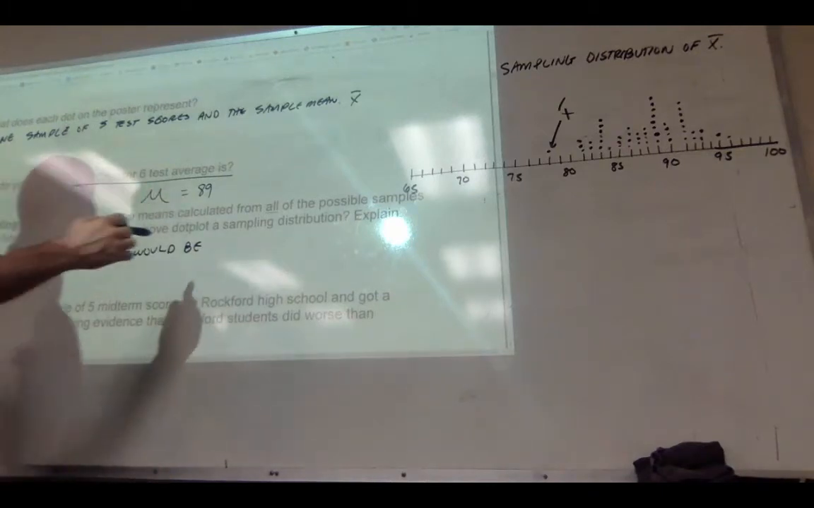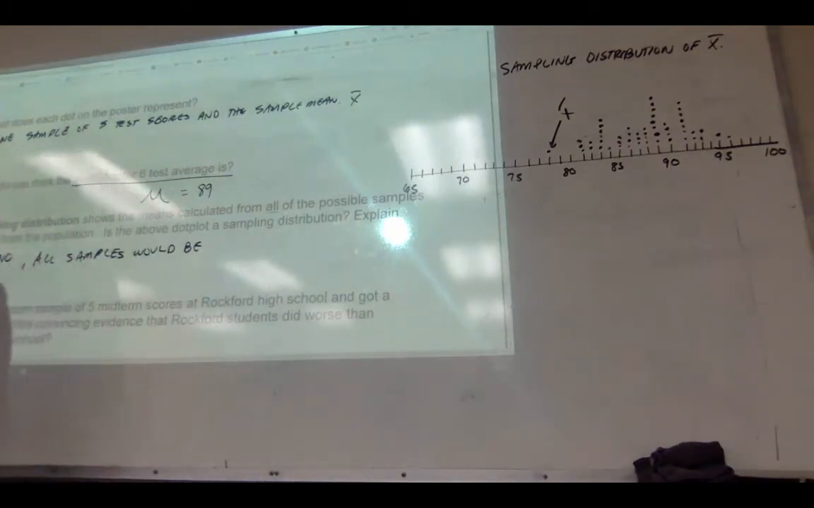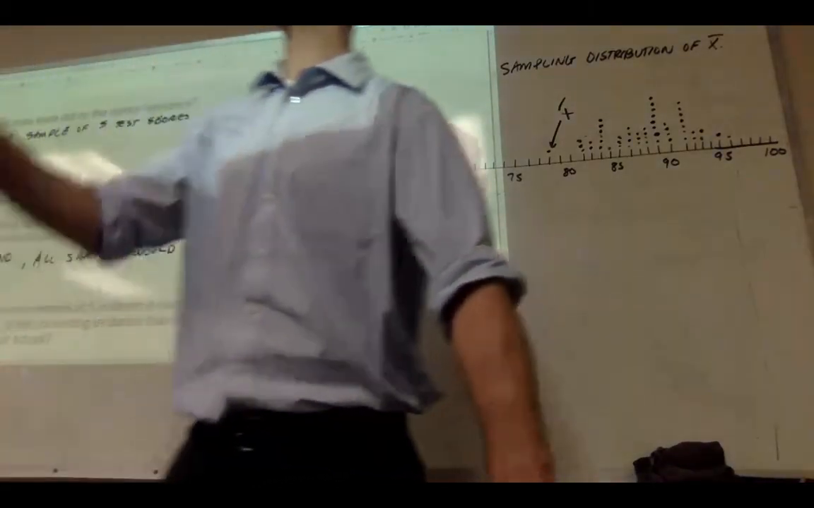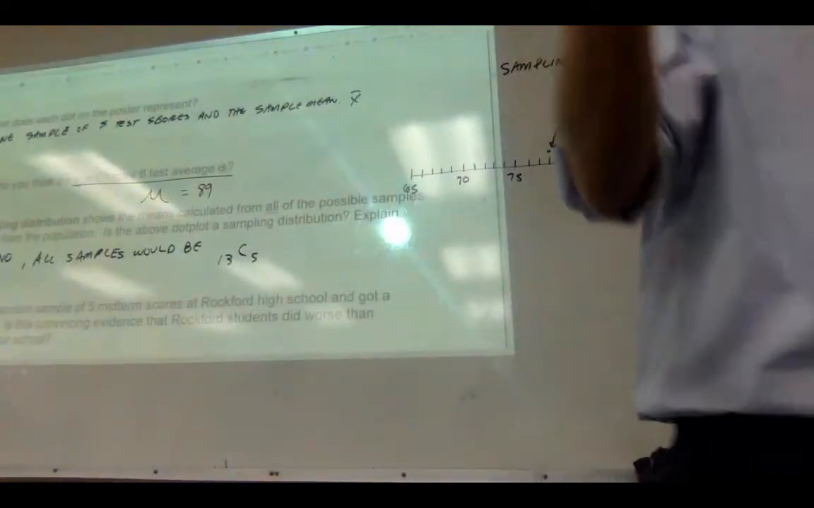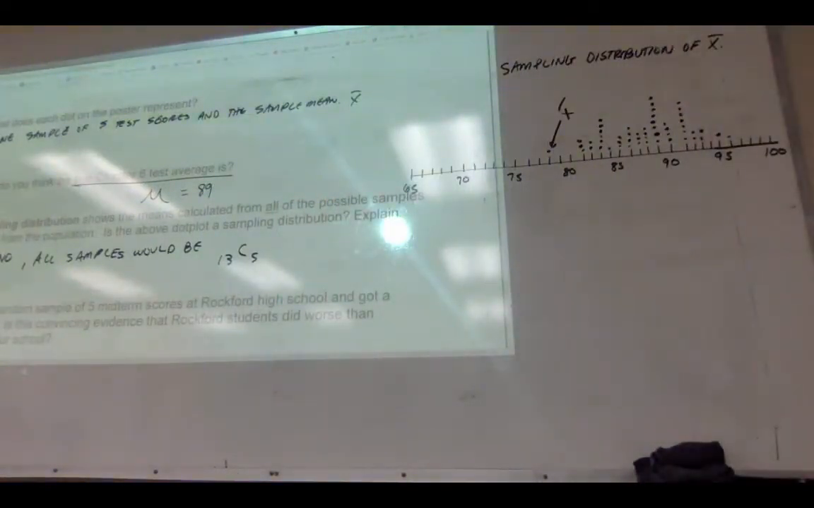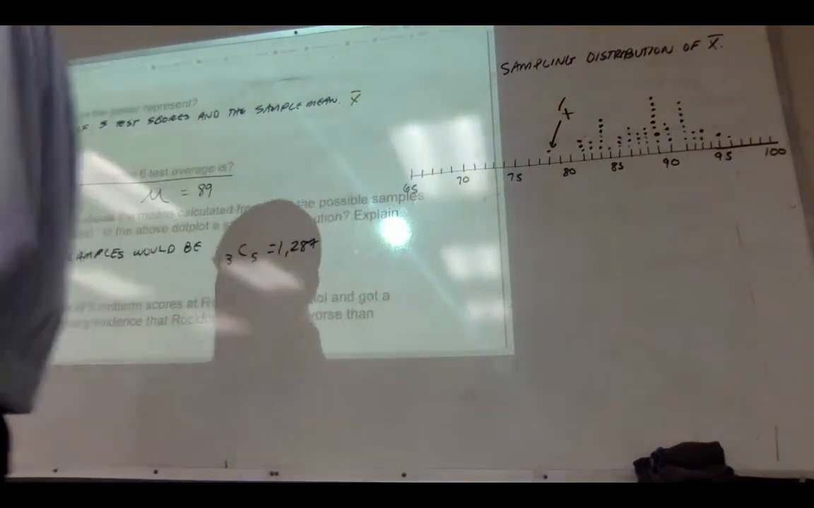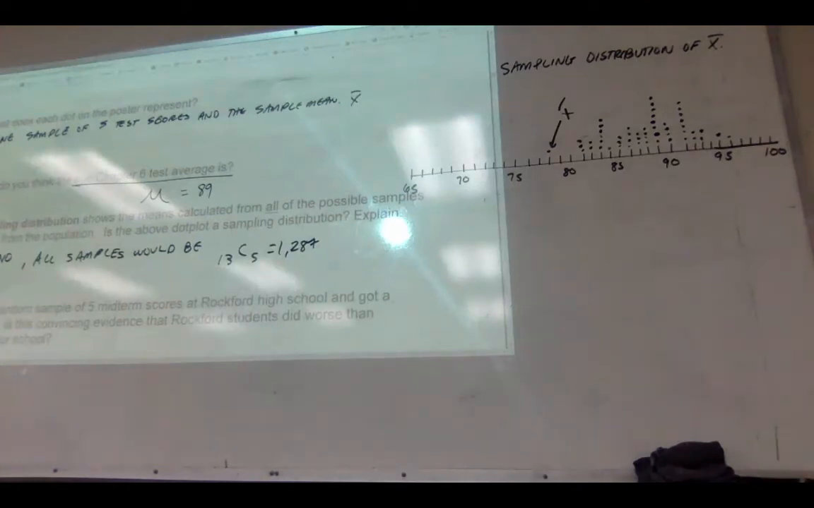So how many people do we have here? 2, 4, 6, 8, 10, 12, 13. We'd have to take 13 combined 5 at a time. That's the total number. What is that number? 1,287? This is why we use technology to simulate these. It's a lot, right?